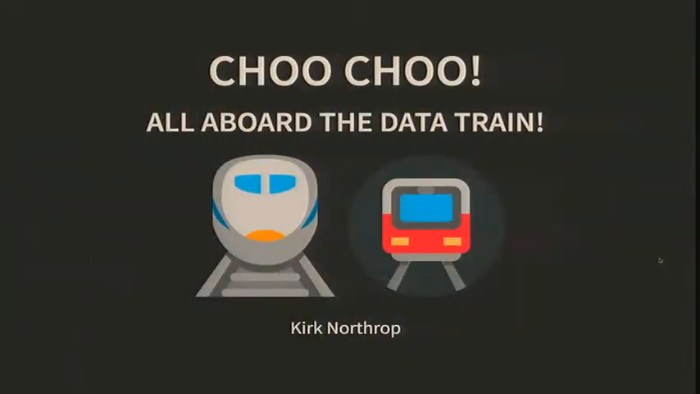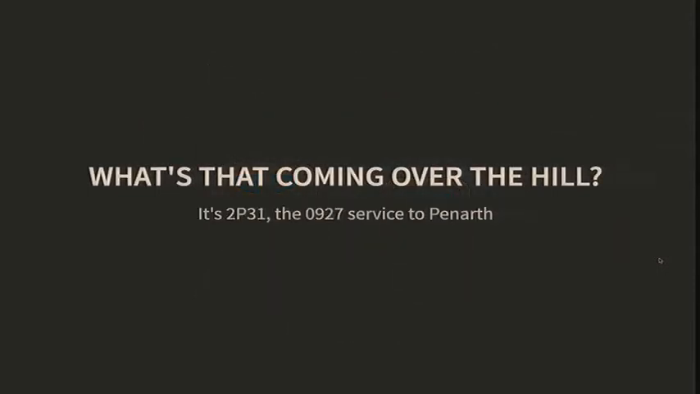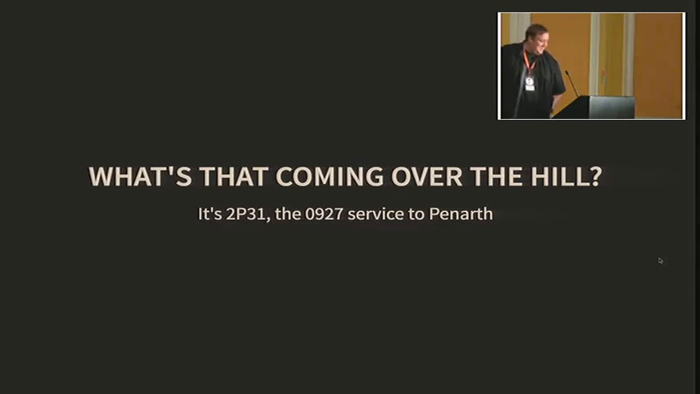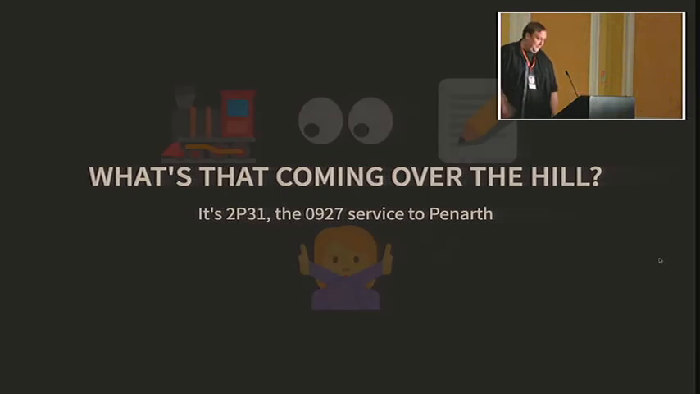Thank you, everyone. I'm going to talk to you about how we can use open data to see what trains are up to. Or, as the band The Automatic might have put it, what's that coming over the hill? Well, it's 2P91, the 0929 service to Penarth. You've probably heard a lot about open data, and you've thought, how do I get some of that? And as there's quite a big overlap in interest between programming and trains, let's see what it's all about.